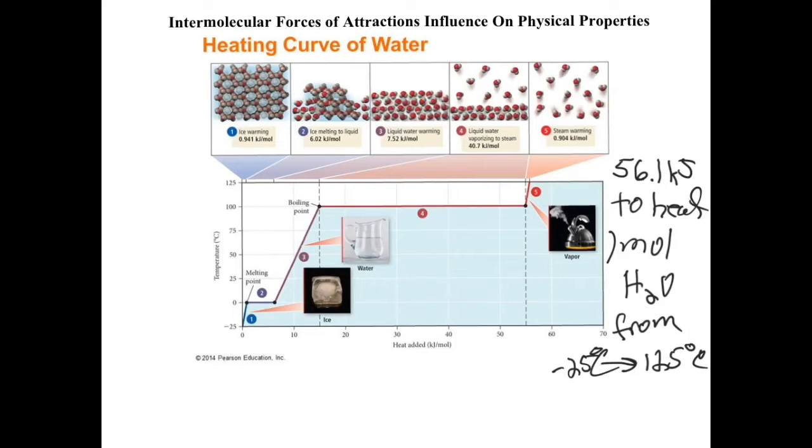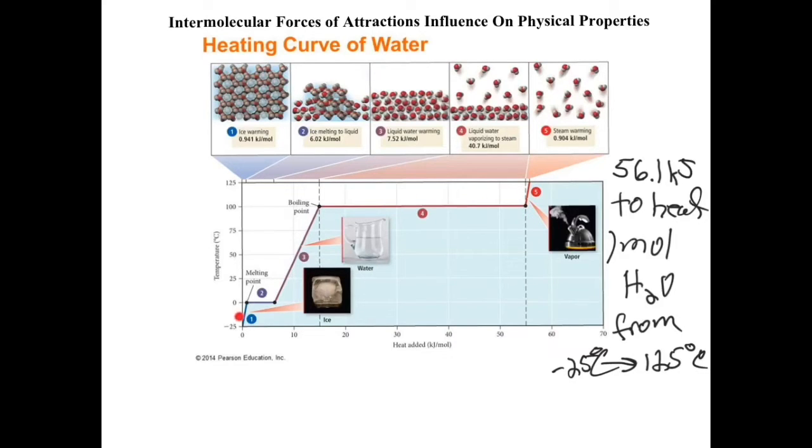So how did they get these numbers? How is it that we could calculate this part? We can figure out how much energy it takes to warm this up, to melt this, to warm this up, to evaporate or boil this, and to warm that up again?